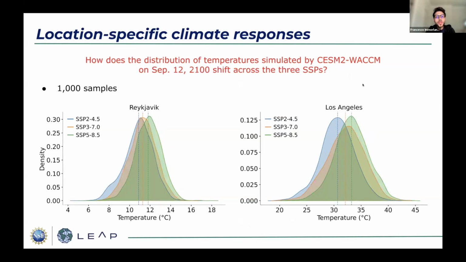Or again, let's suppose that we want to evaluate what's the shift across the SSPs in the distributions of temperatures simulated by the same model on September 12 in 2100 for the same cities. Such location-specific probabilistic projections are important for things like infrastructure planning and risk assessment because they provide decision makers with a full range of possible outcomes.